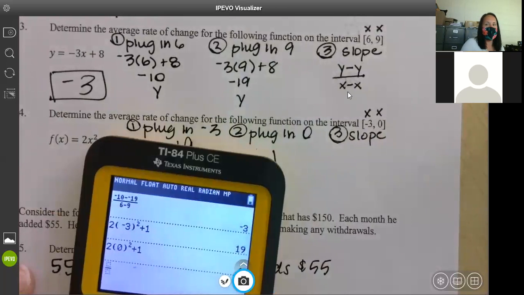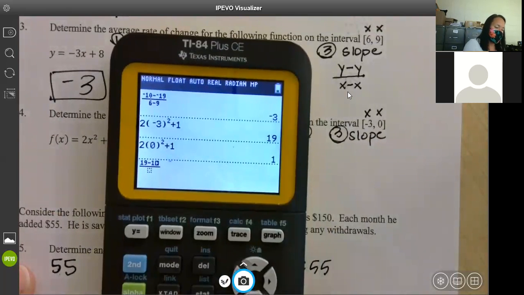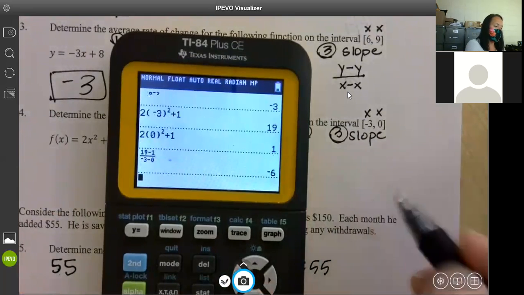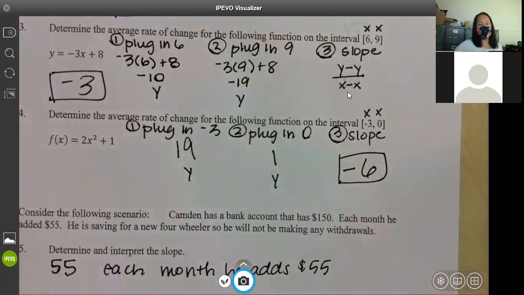The next part's easy. Your two y's were 19 minus 1. Your 2 x's were -3 minus 0. And what do we get? -6. That's your answer. That's goal 3.